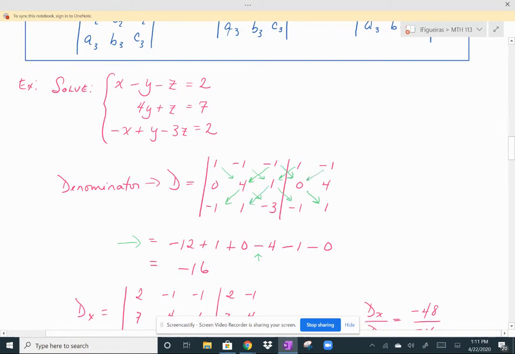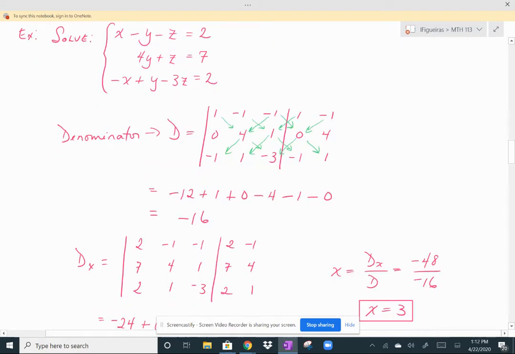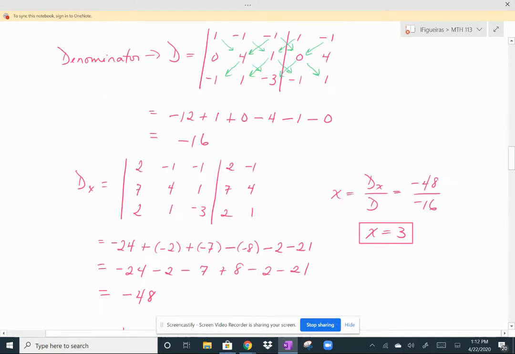And then -1 times 0 times -3 is a result of 0. So when you compute those sums and differences, you get that your denominator is -16. Remember, that's not an answer. That's a number that we're going to divide the determinant of the top matrices by. So let's figure out the top matrix.